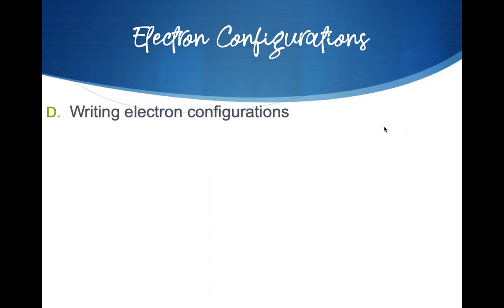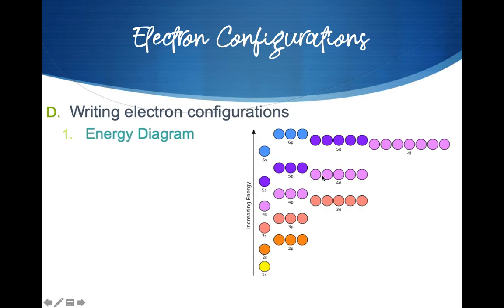All right, so now let's talk about actually writing an electron configuration. So this is an energy diagram, and you can see, okay, so yellow seems to be the first level, and then there's a 2s and a 2p, and then a 3s and a 3p. But then notice it looks like 4s is actually less energy than 3d.